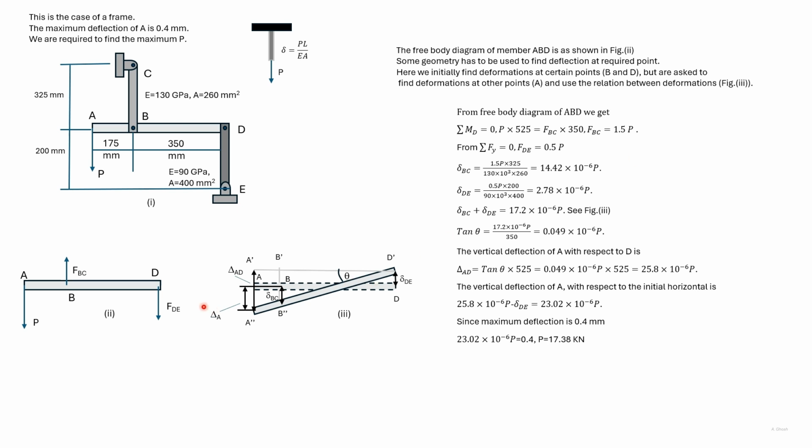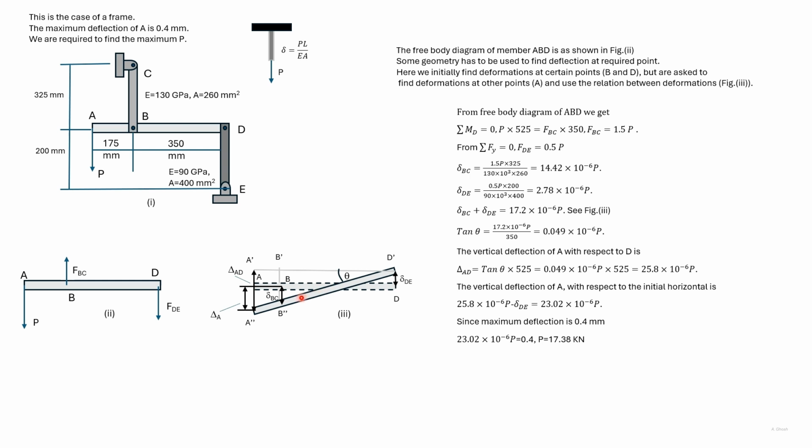So to start with, we find the force in BC and DE. If we take moment about D of the bar ABD, then we can find the force FBC. If we take moment about B, then we can find the force FDE. Now knowing the force in BC and DE, all other values being given, we can find del BC and del DE. So the extension of the bars.